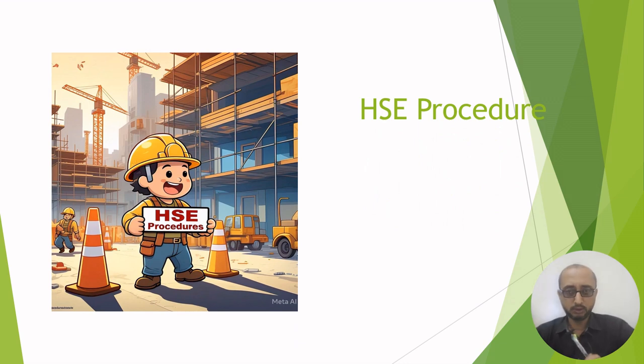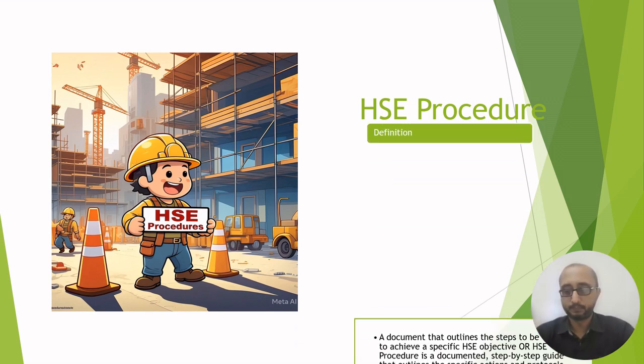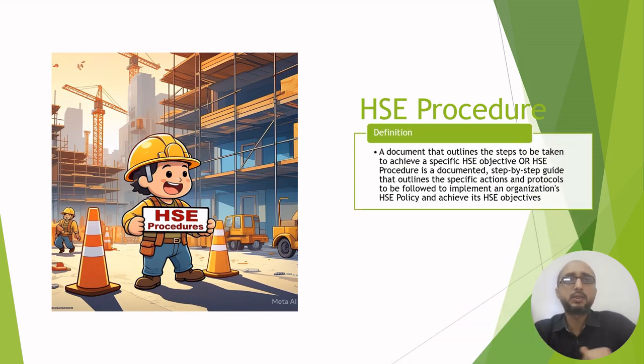Okay, now let's understand what HSE procedures are. Basically, HSE procedures are written documents that outline the steps or actions that we are going to take to make sure that all the HSE goals and objectives are achieved successfully. Or simply saying, HSE procedures are the documents that outline the guidelines that we will follow to make sure that our HSE policy is implemented successfully and effectively at our workplace.